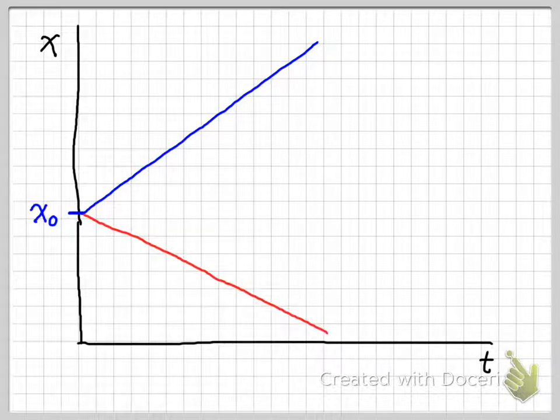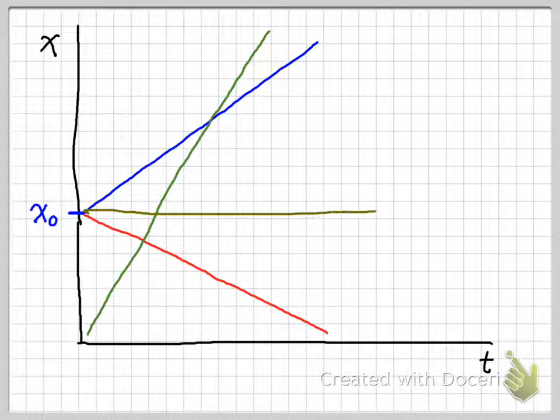Remember, if something is moving faster, it's going to have a steeper slope. So if I want to show something that's moving faster than the blue line that I drew, that might look something like that. And then finally, remember, something that's not moving is going to have a zero slope. So that line represents something that is staying at rest. So remember, anytime you see a flat line on a position time graph, that means the object's not moving.